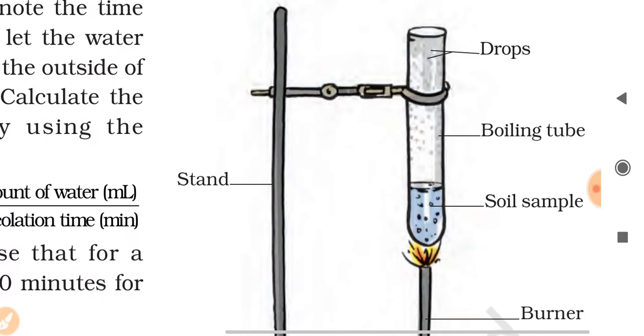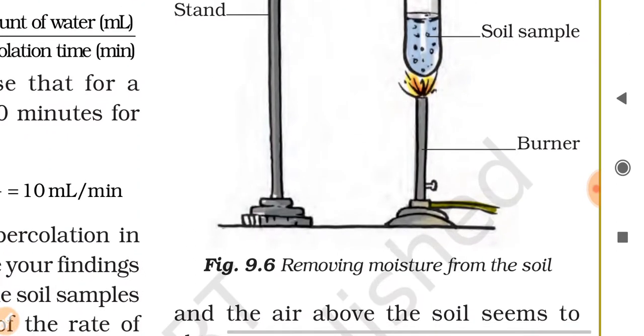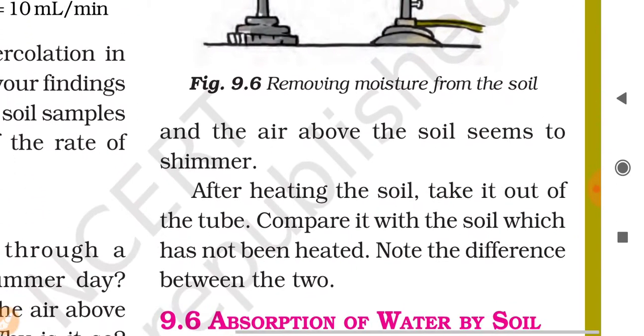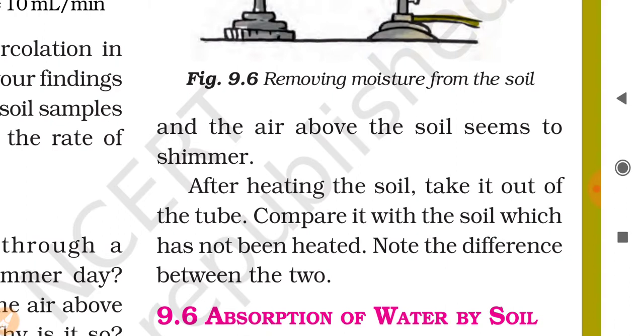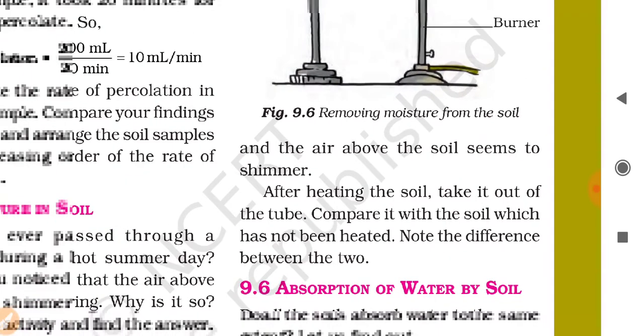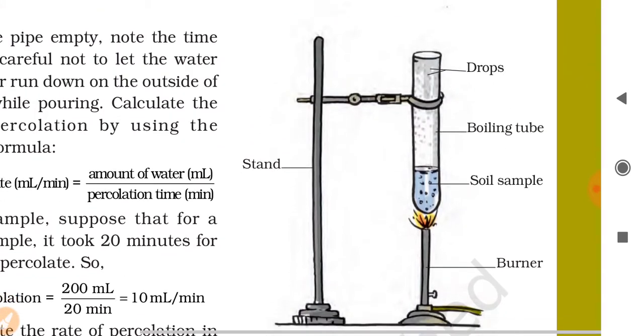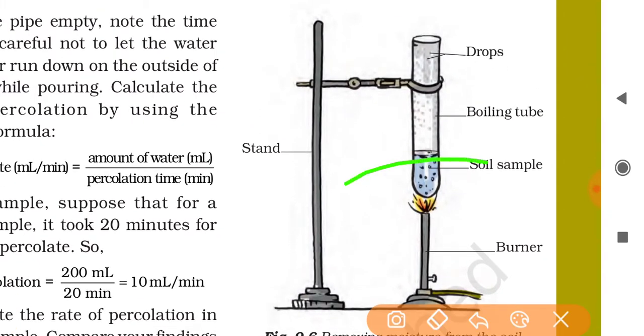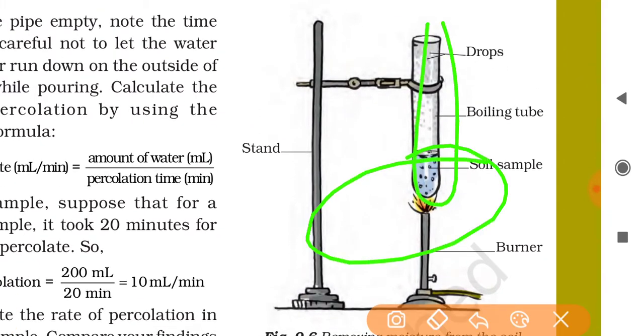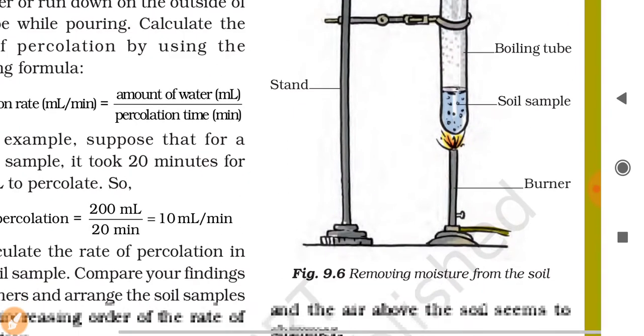This type of activity you have to do. After heating the soil, take it out of the tube and compare it with the soil which has not been heated. Note the difference between the two. There is some difference. You have to just take a soil sample and boil it, and you find the water drops outside.